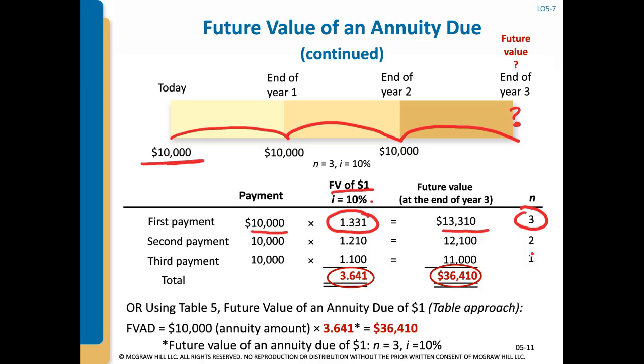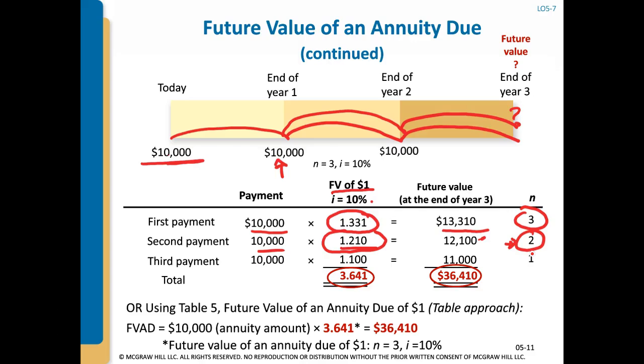I could do the second payment right here. Right here is my second payment. And I say, okay, how many periods is it going to compound interest? In this situation, it's going to be 2 periods. So I would look at my factor for N equals 2, and the interest rate is still 10%, and I'll get this factor, multiply by 10,000 to get 12,100.